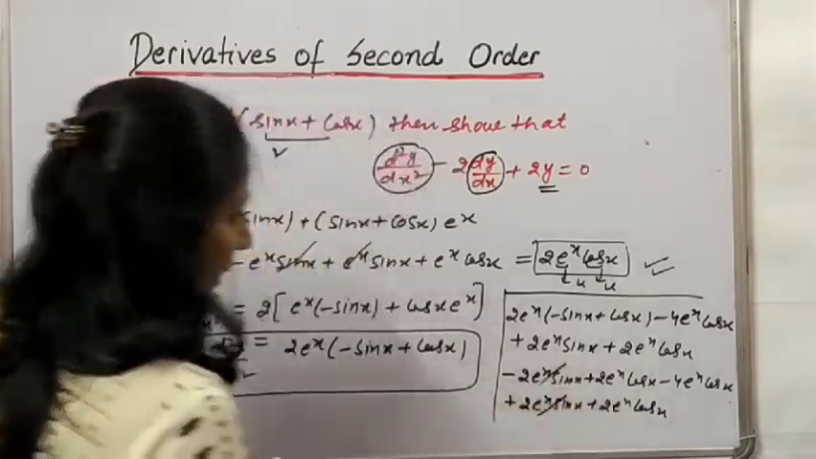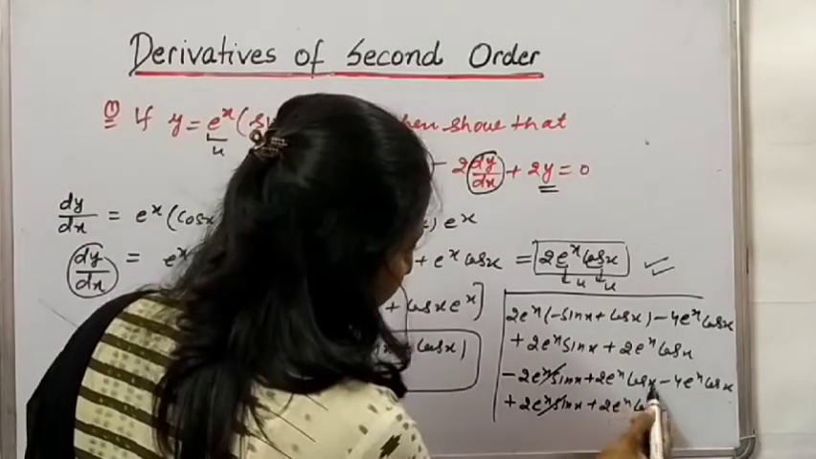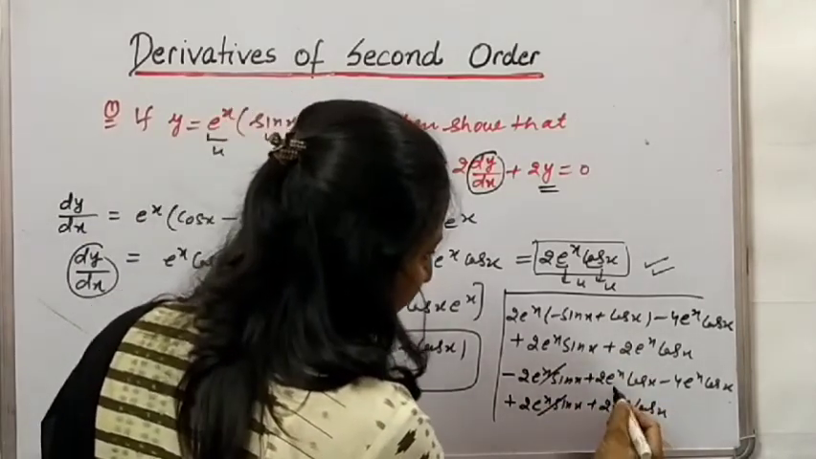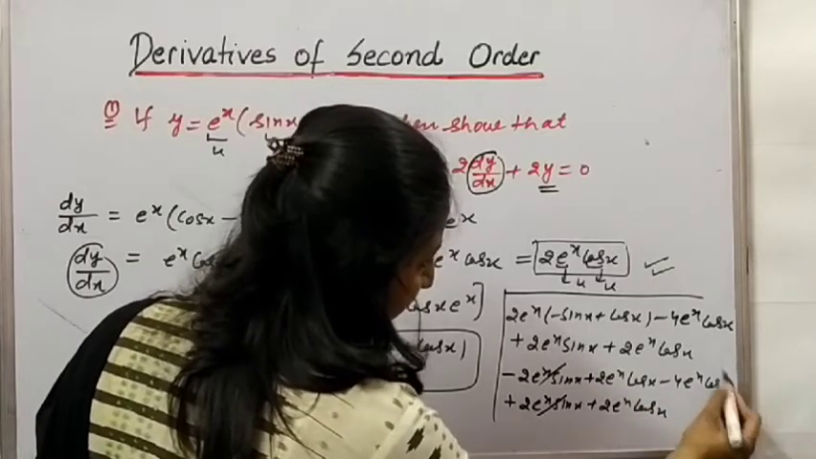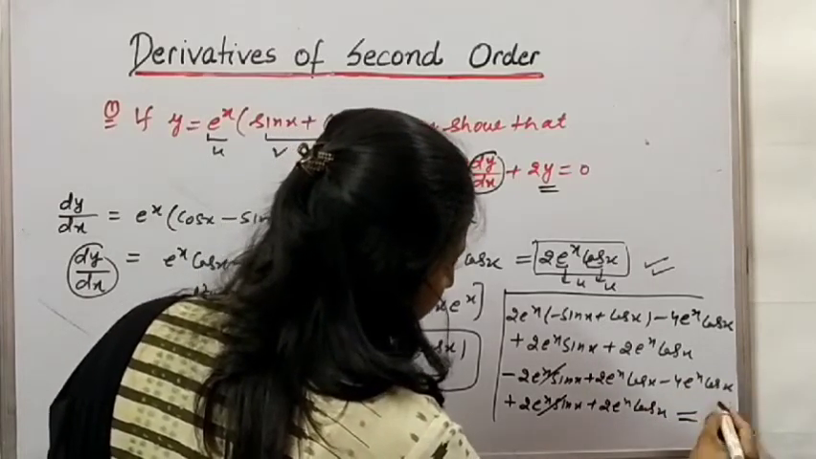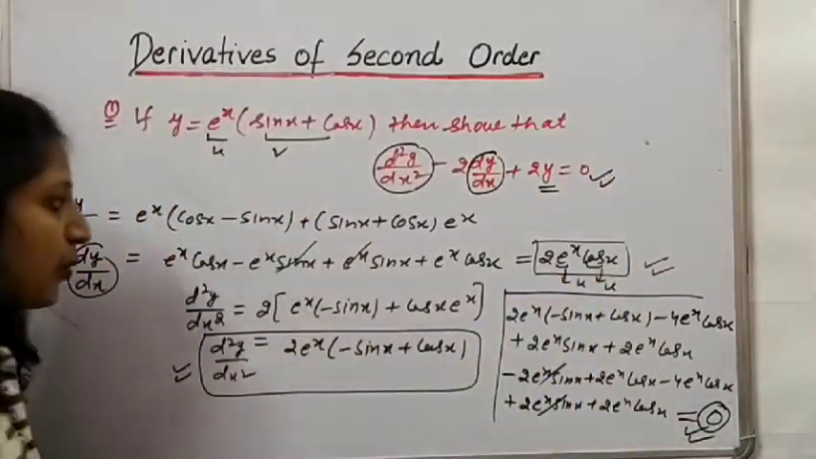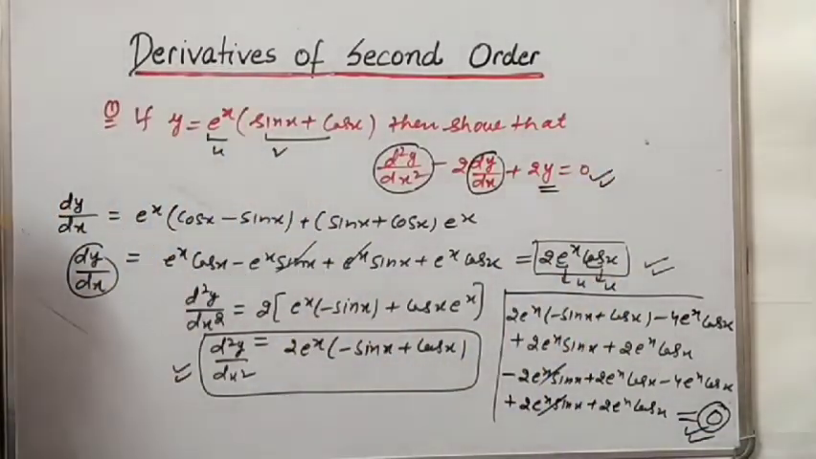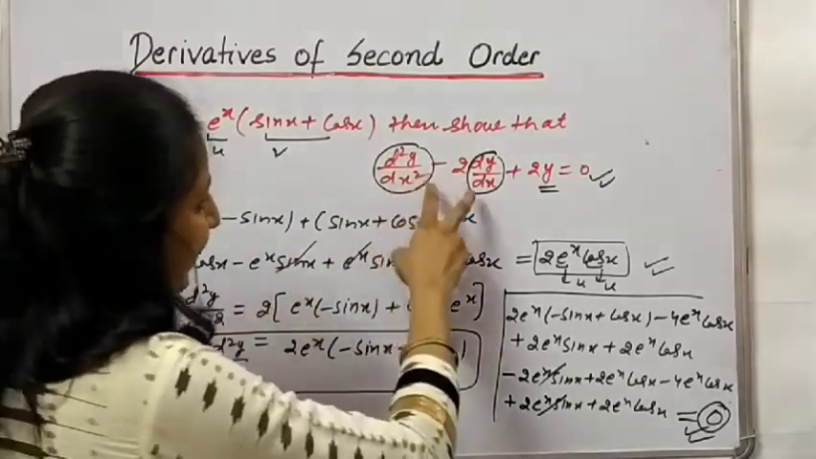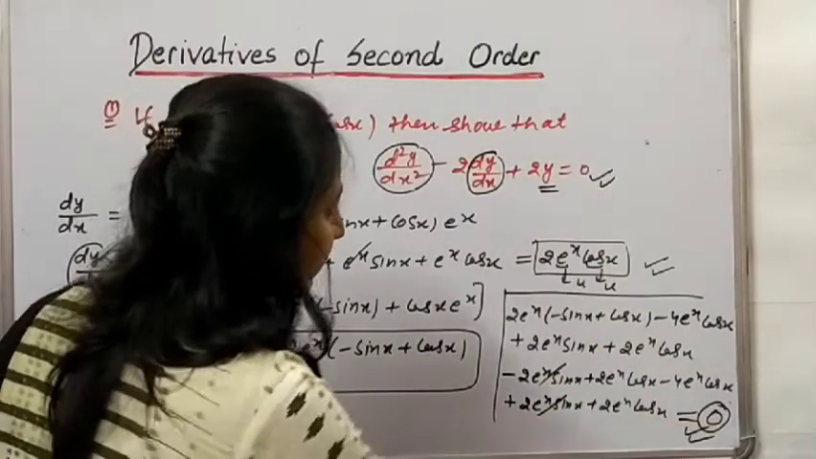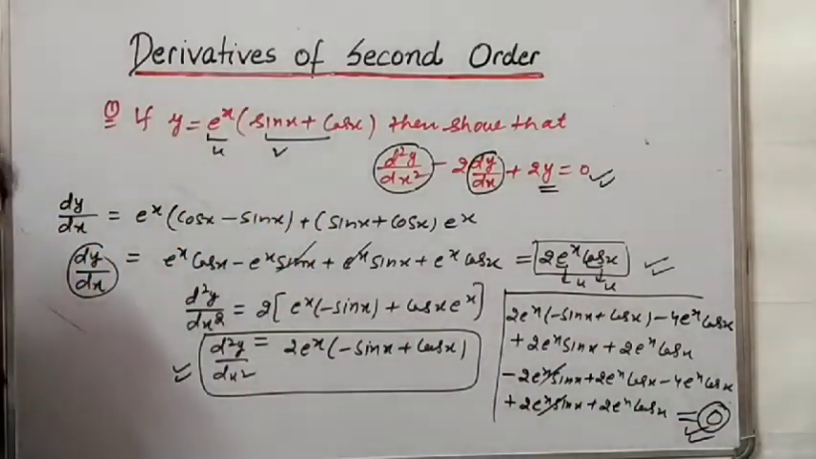So 2 e raised to power x cos x and 2 e raised to power x cos x, it will be a whole 4 e raised to power x cos x, and it will cancel with minus 4 e raised to power x cos x, and the result will be 0. It is our required result, that is 0. So it's very simple. First of all we will find the first order derivative, then the second order derivative, and then we will put the respective values in the left hand side, and after simplification we will get our required result, that is 0, right?